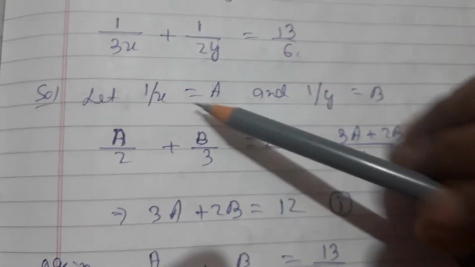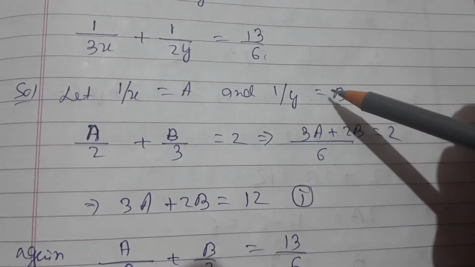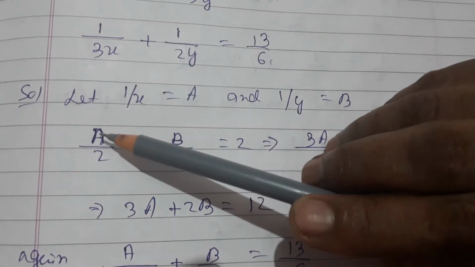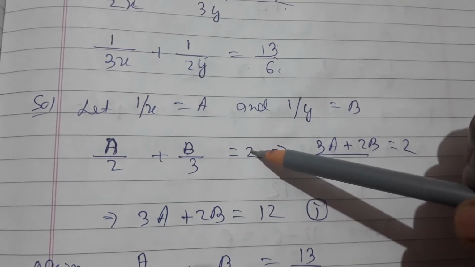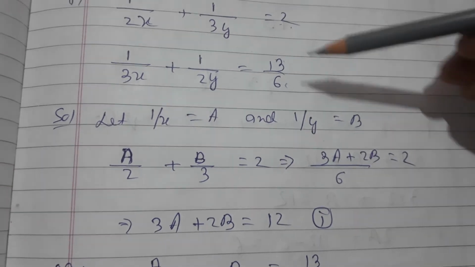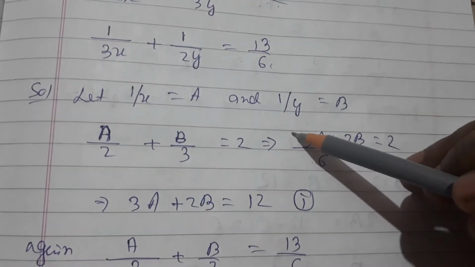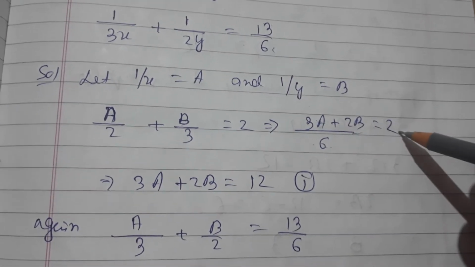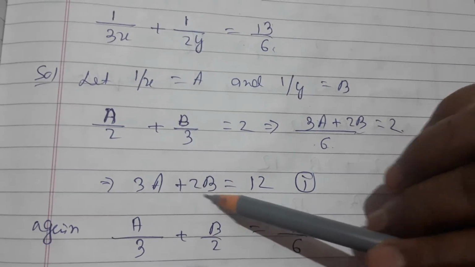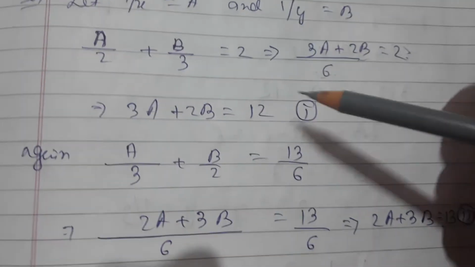Now let 1/x = a and 1/y = b. So the equation will be a/2 + b/3 = 2. Now take the LCM, which will be 6 here. 2 times 3 is 6, so 3a, and here 3 times 2 is 6, so 2b, equal to 2 times 6. Now 3a + 2b = 12. This is equation number 1.